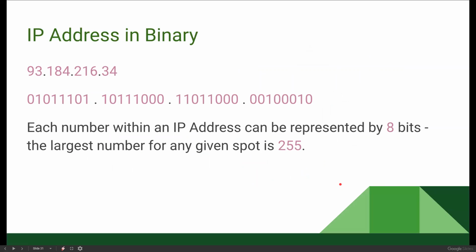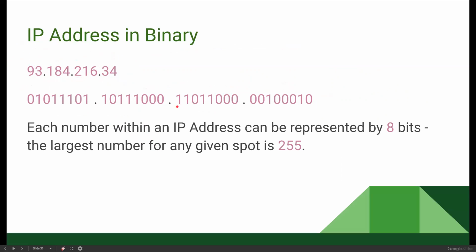Just like any numeric value, we're able to translate an IP address into binary. Each number within an IP address can be represented by 8 bits. So the largest number for any of these is going to be 255. Like I said, we are going to represent each section with 8 bits.